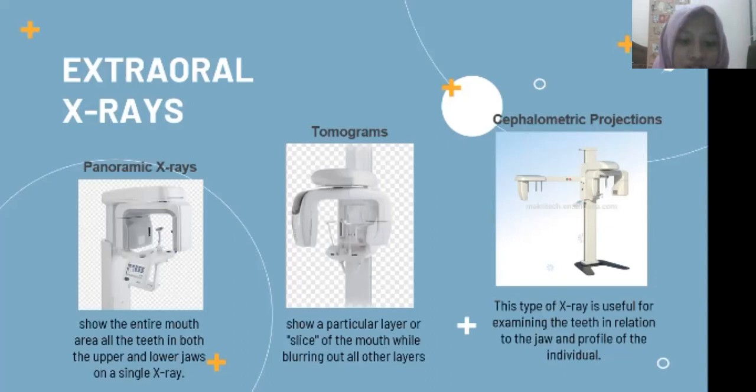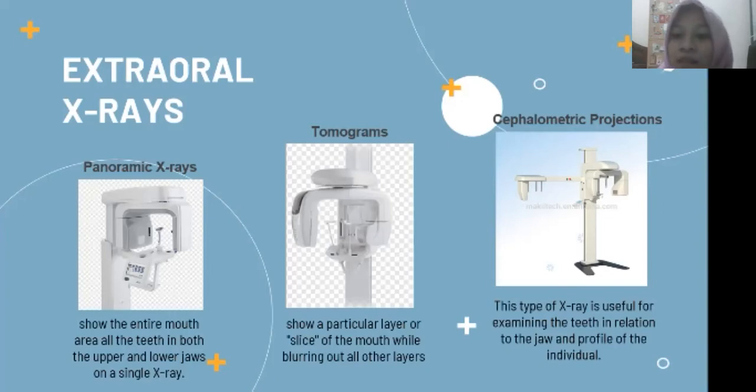Next is tomograms. Tomograms show a particular layer or slice of the mouth while blurring out all other layers. This type of X-ray is useful for examining structures that are difficult to clearly see, for instance, because other structures are in very close proximity to the structure to be viewed.